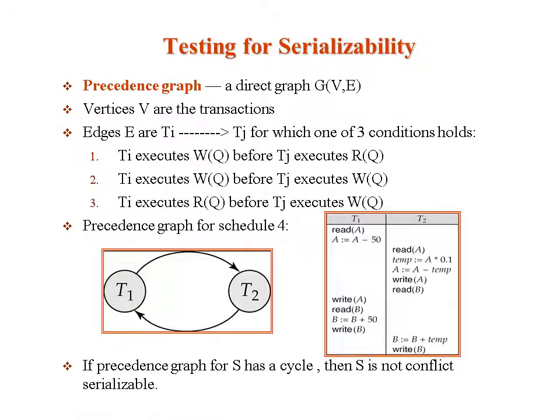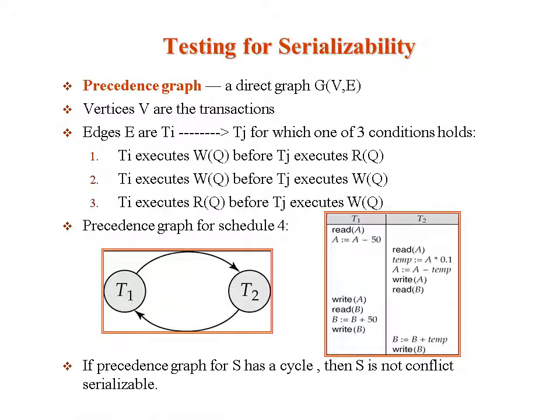Next, testing for serializability. It's a simple one using a precedence graph in which vertices are the transactions and edges are being formed based on one of these three conditions. That is, Ti executes write of Q before Tj executes read of Q. Ti executes write of Q before Tj executes write of Q. Ti executes read of Q before Tj executes write of Q.